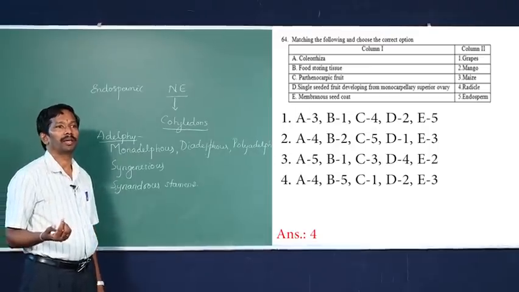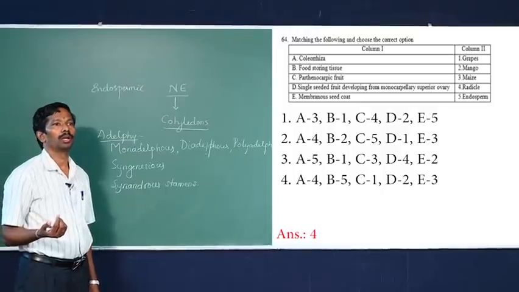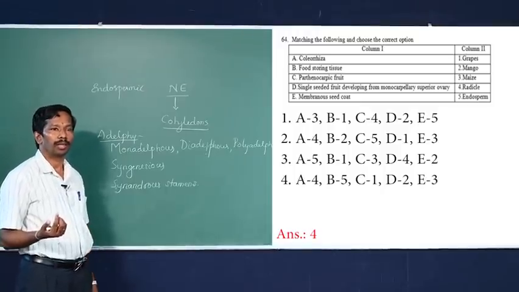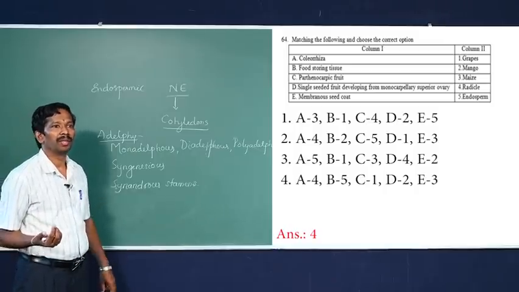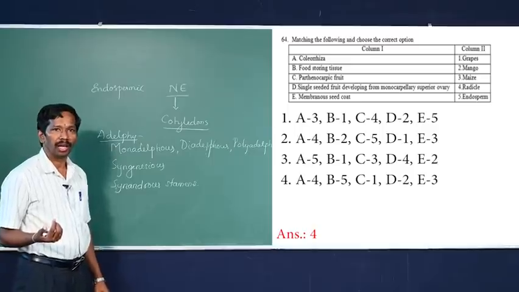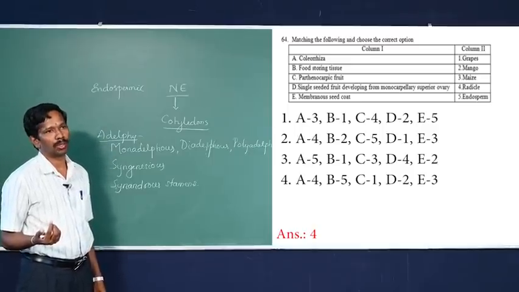64, match the following with reference to the parts of seeds, fruits and so on. Coleorhiza, food storing tissue, parthenocarpic fruit, single seeded fruit developing from monocarpellary superior ovary, and membranous seed coat with the examples given in column number 2. Answer should be the fourth one.